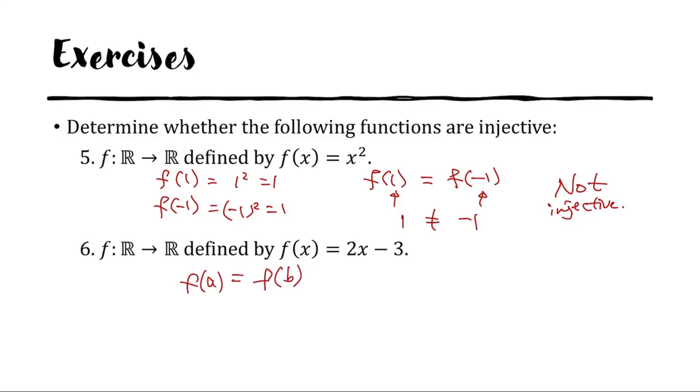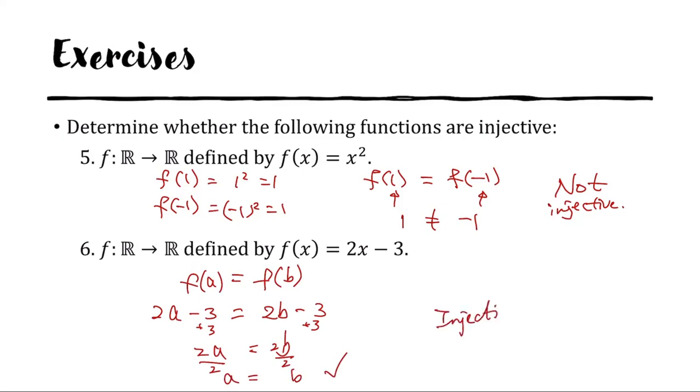Then f(a) in this case will be 2a minus 3, and f(b) will be 2b minus 3. Right, then we can add 3 on both sides. Then we have 2a equals 2b, and then we can divide by 2 on both sides, so we have a equals b. Right, so we show that this is injective. Any questions on injective functions?